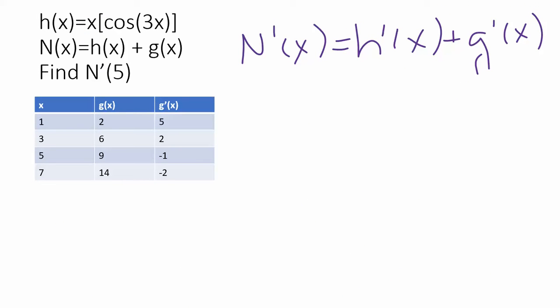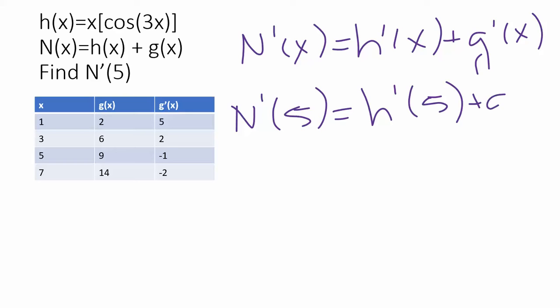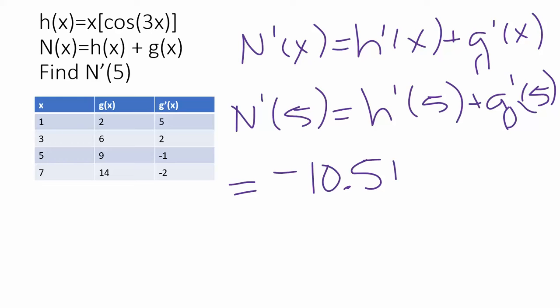I'm going to get us a new screen. Remember, what we were trying to do was find n prime, and that was the sum. So that was h prime of x plus g prime of x, and we're going to do that at 5. So n prime of 5 is going to equal h prime of 5 plus g prime of 5. We just did all that work on the previous page to find h prime, and that was negative 10.514.